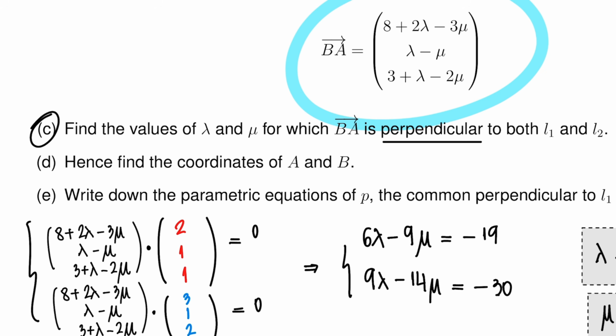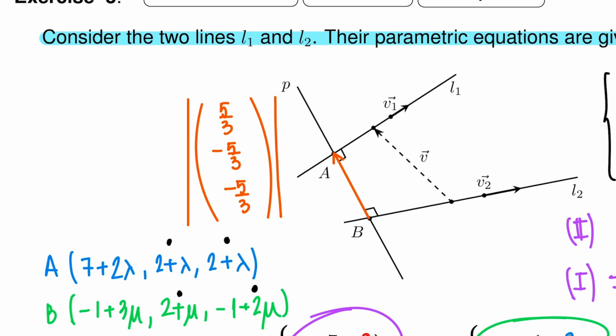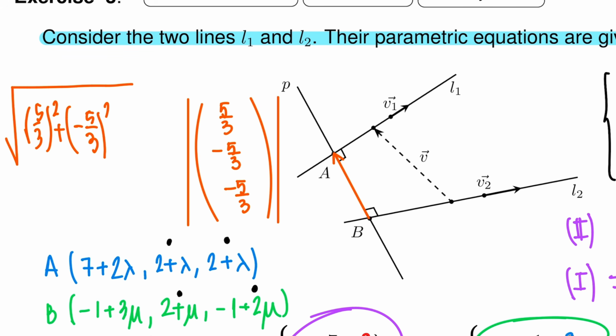Now, if you wanted to find the minimum distance between these two lines, you could, and this is not something that the exercise will ask, at least that's what I remember. So the exercise does not ask us for that. But if we wanted to, the only thing we needed to do after this is to find the magnitude of this vector right here, which means the root of 5 over 3 squared plus negative 5 over 3 squared plus negative 5 over 3 squared. But again, this is not something that's asked by this exercise.